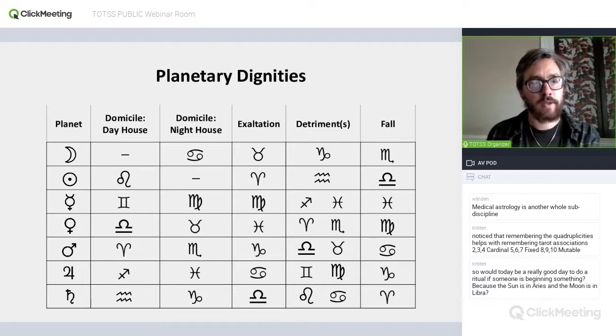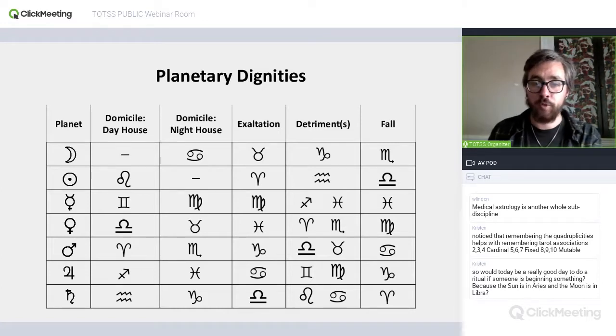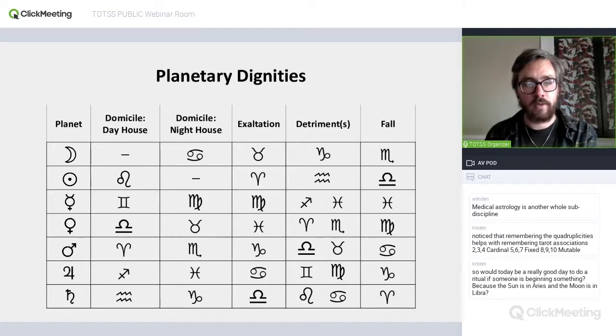And so again, you can see that the sun and moon only rule one sign each, right? The moon only has a night house, which is Cancer, and the moon is exalted in Taurus, has her detriment in Capricorn and her fall in Scorpio. And then with the other planets, like Venus here, Venus has her day house of Libra, her night house of Taurus, she's exalted in Pisces, and then in her detriment in the two signs opposite to Libra and Taurus, Aries and Scorpio, and then has her fall in Virgo, which is opposite to Pisces. And then so on for all the other planets.